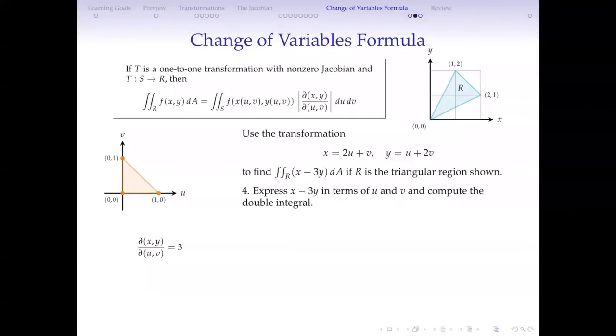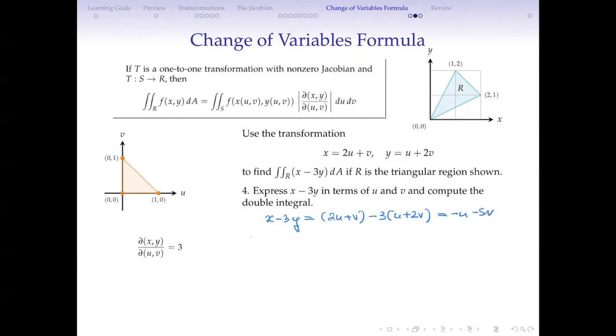So now we come to the final step where we're ready to compute the double integral. Let's first express x minus 3y in terms of u and v. This is making the change of variables. That's this step in the substitution. So x minus 3y is equal to 2u plus v minus 3 times u plus 2v. Collecting terms, 2u minus 3u is negative 3u. v minus 6v is negative 5v.